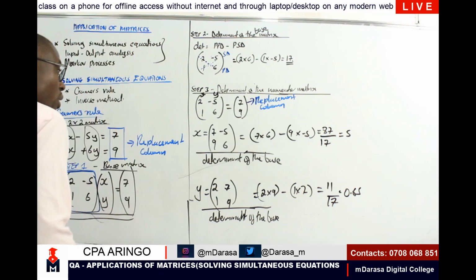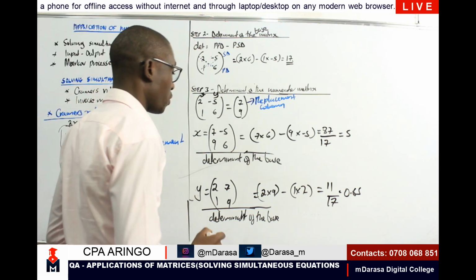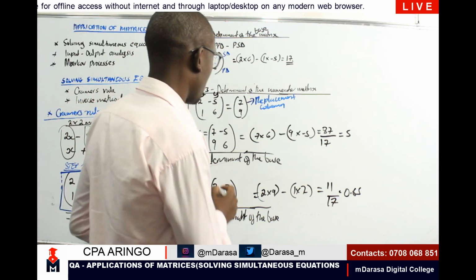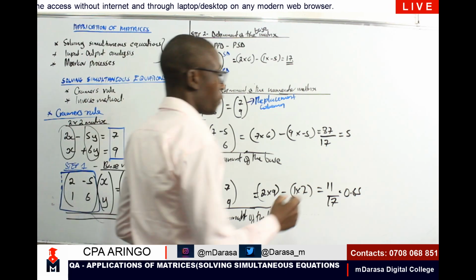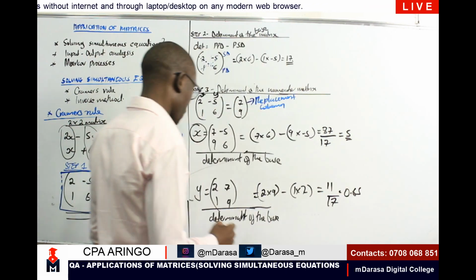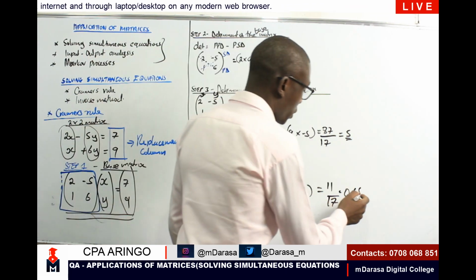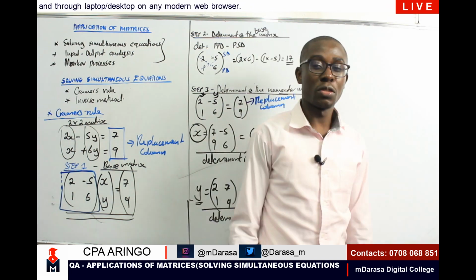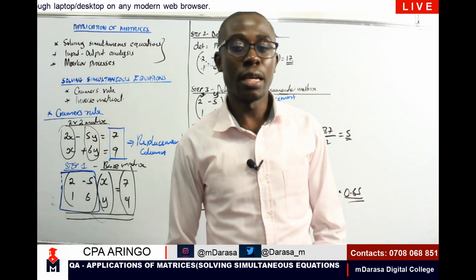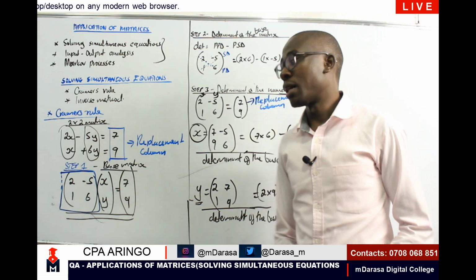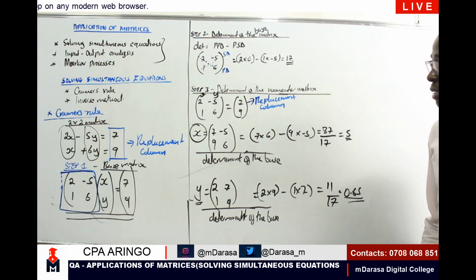So confidently, we can come and say that therefore, in this case, we've solved our matrix by determining the value of x to be 5, whereas the value of y to be 0.65. In that case, you are looking at a 2 by 2 matrix.